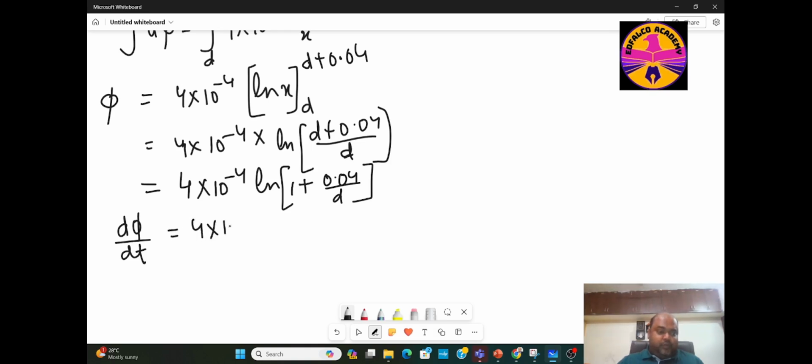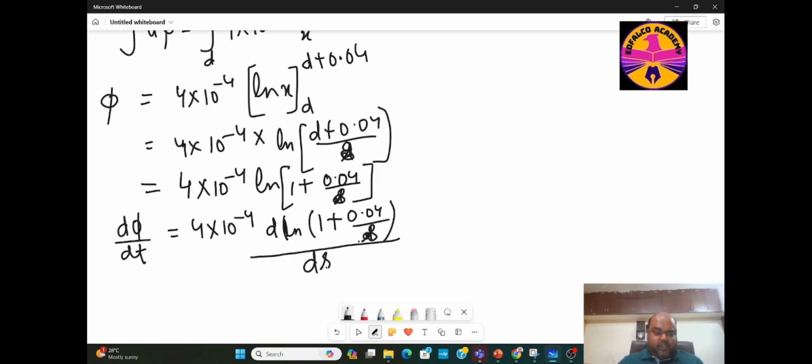So 4 into 10 to the power minus 4 anyway is constant, and ln of 1 plus 0.04 by d is what I need to differentiate. So first I am going to differentiate by chain rule simply. The variable here is also d, and the variable there is also d. Let's call it s, some other variable, so that we don't get confused. So it is d by ds into ds by dt.